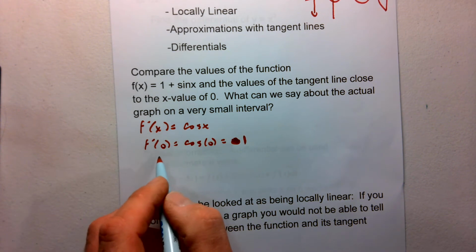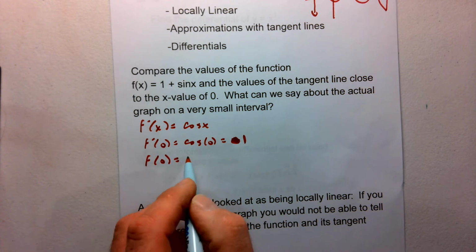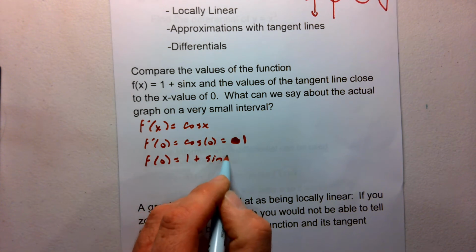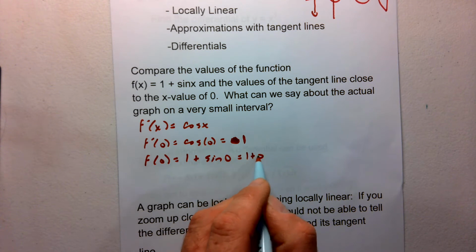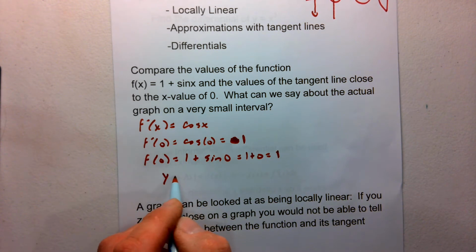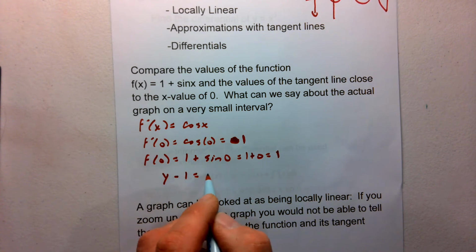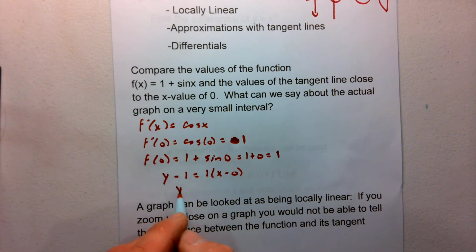So then we can go ahead and write the equation. Actually, we need f of 0 first as well. So we have 1 plus the sine of 0. That's where my 0 comes in. So I have 1 plus 0, which is 1. So I get the equation y minus 1 equals our slope, which is 1, times x minus 0, or y equals x plus 1.